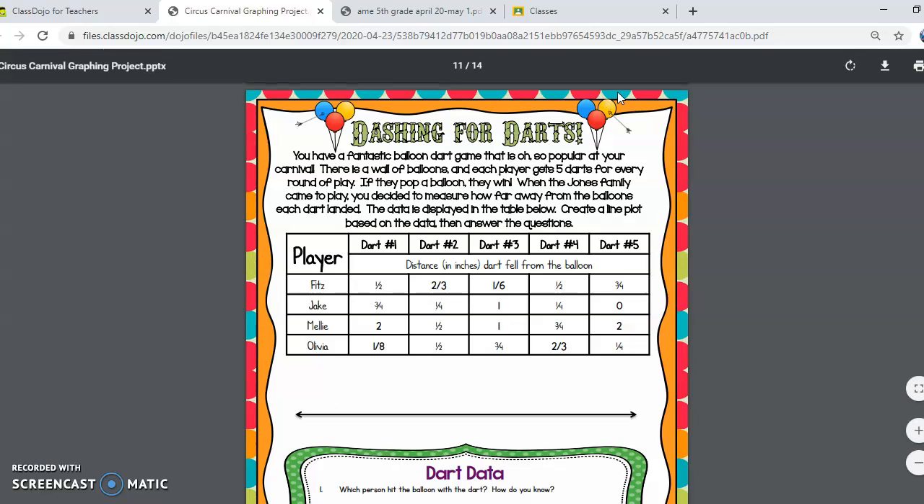Okay, then you have dashing for darts. There's a balloon dart game that's popular at your carnival. There's a wall of balloons. Each player gets 5 darts for each round of play.